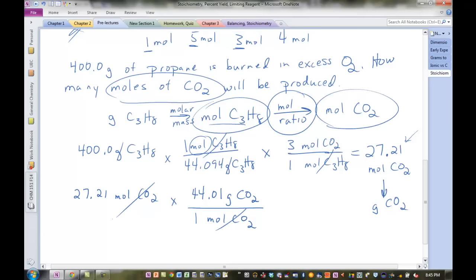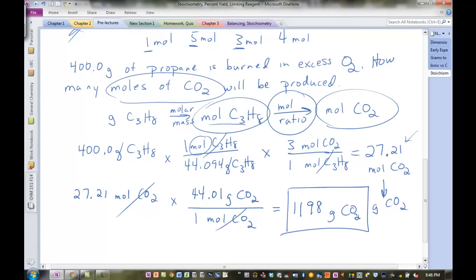And this, maybe I should have chosen this example because the molar masses are about the same. Oh, the mole ratio is not the same, so that's going to work out okay. All right, let's try this again. 27.21, and then we're going to multiply by 44.01. Okay, and to 4 sig figs, I get about 1,198 grams of CO2.